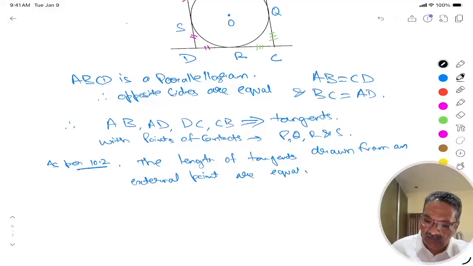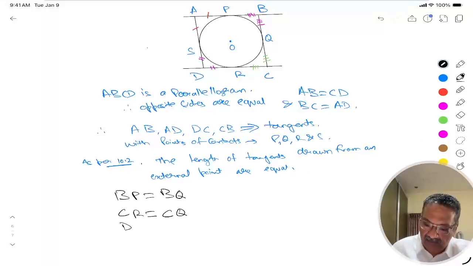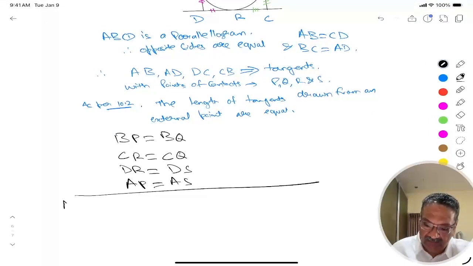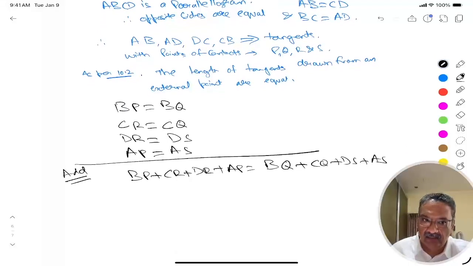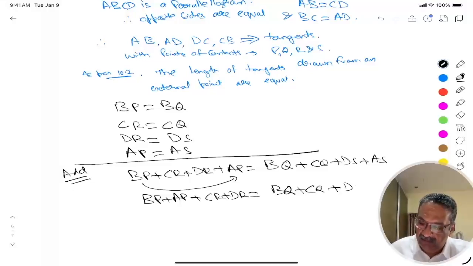See, BP is equal to BQ. Similarly, CR is equal to CQ, DR is equal to DS, and AP is equal to AS. Now we'll add all this. Adding this, we get BP plus CR plus DR plus AP is equal to BQ plus CQ plus DS plus AS. Now I'll regroup this: BP plus AP plus CR plus DR is equal to BQ plus CQ plus DS plus AS.